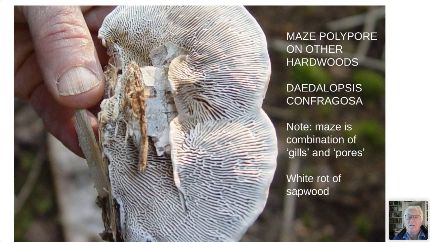Confragosa refers to a confluence of these different gills and pores, and they merge together there. So it's a maze polypore, but it has a combination of gills and pores, and some of them will be more poroid, some of them will be more gill-like. There's another one which is almost entirely gills, and that is Daedaleopsis. Forgotten its name now. It grows on, I think, maybe poplar. I've forgotten the tree it grows on too.